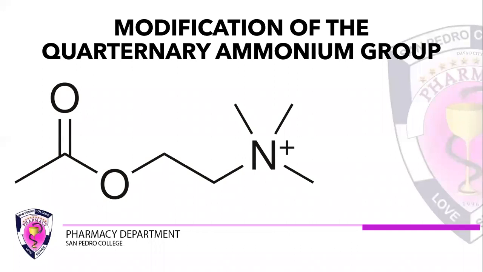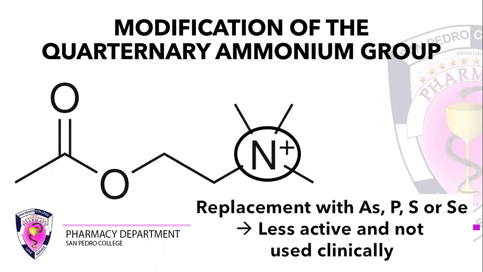Now, I'll start first with the modification of the quaternary ammonium group. They modified its structure with the main aim of altering the possibility of oral administration, because it is the reason why acetylcholine became water-soluble. So they replaced the nitrogen with arsenic, phosphorus, sulfur, or selenium. But the end result of this modification is that it is less active and it is not used clinically. So it is rejected.